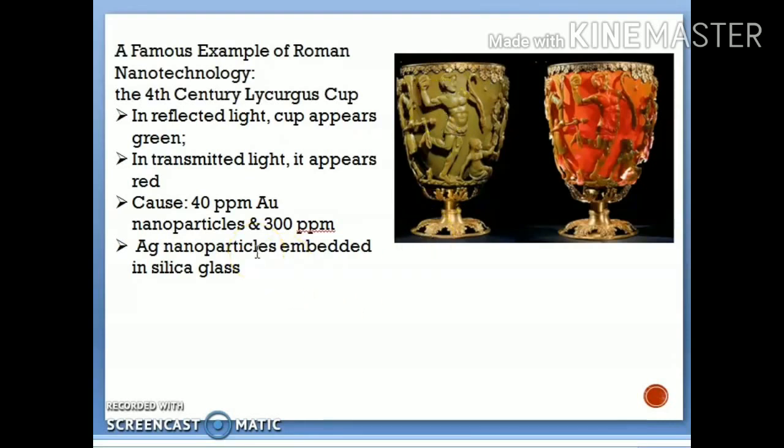The reason behind this change in color is the different nanoparticles embedded in the silica glass. 40 ppm gold nanoparticles and 300 ppm silver nanoparticles are embedded in silica glass, and we know that at the nanoscale materials behave drastically differently and strange properties can be observed. At the same time, light reflection is also different at the nanoscale, and that is why the Lycurgus cup is a famous example of nanotechnology that researchers may be interested in.